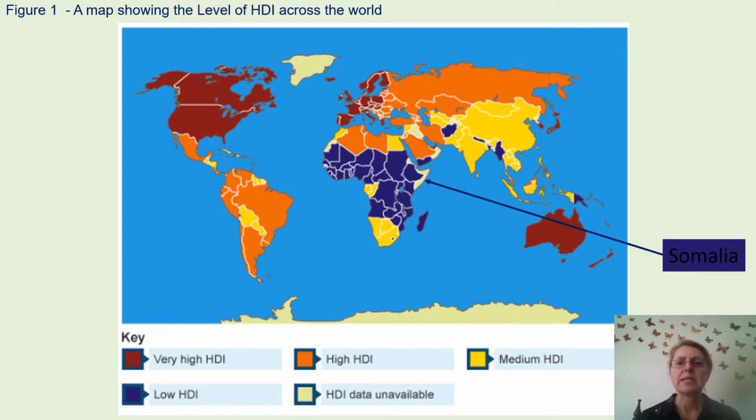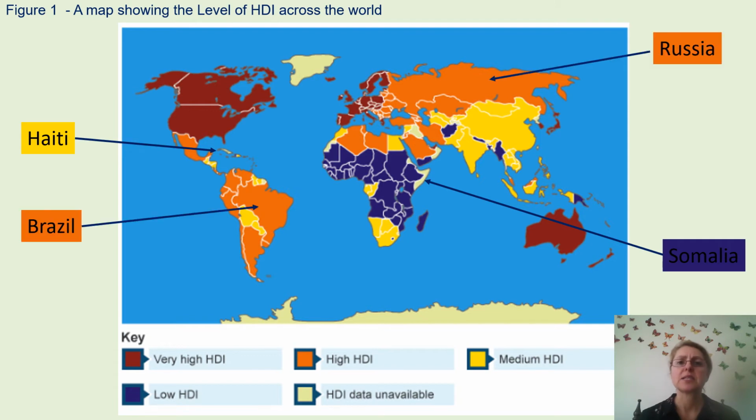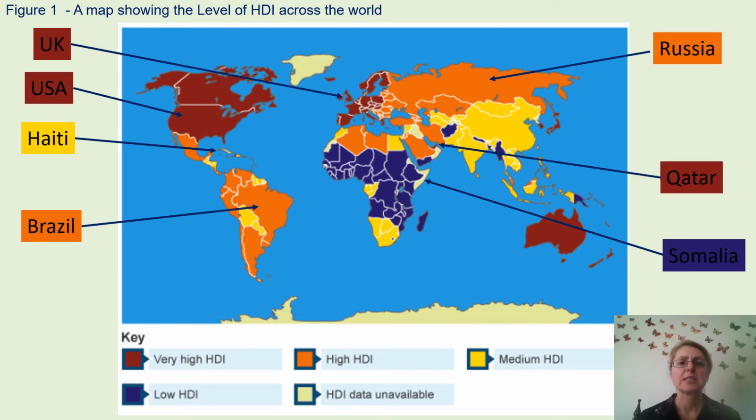Somalia is one of the least developed countries with a low HDI. Then we have a group of developing countries with a medium HDI, such as Haiti. Next, we have a group of newly emerging countries which are developing quickly, such as Brazil and Russia, and these have a high HDI. Finally, we have a group of countries we classify as having a very high HDI, such as the UK, USA and Qatar.